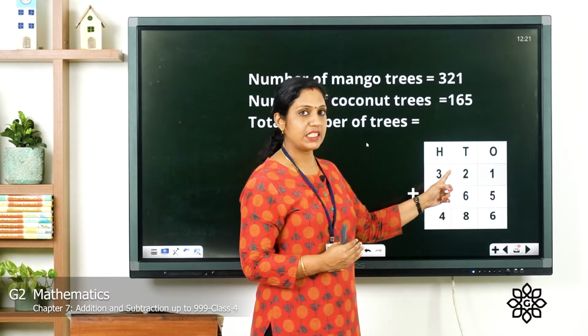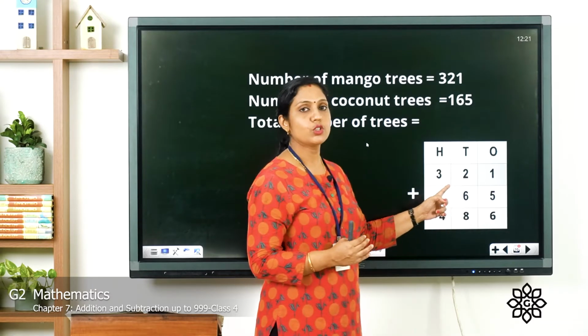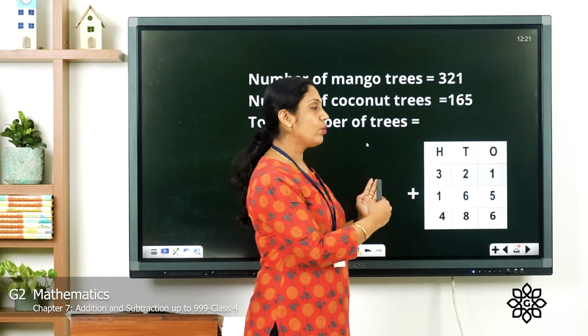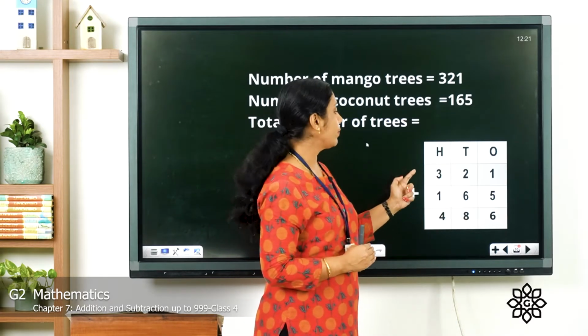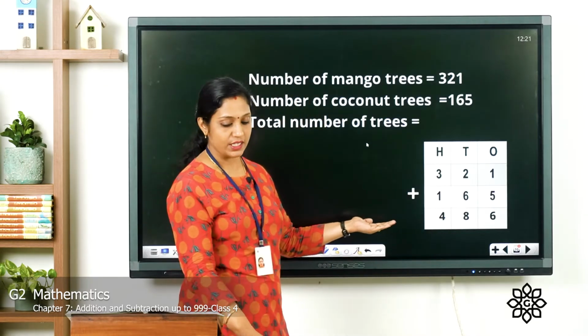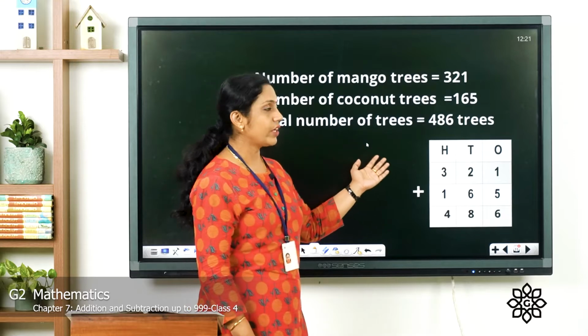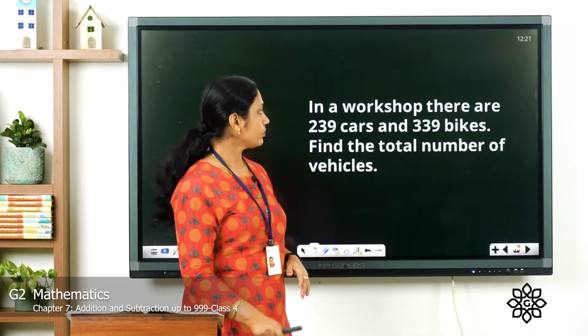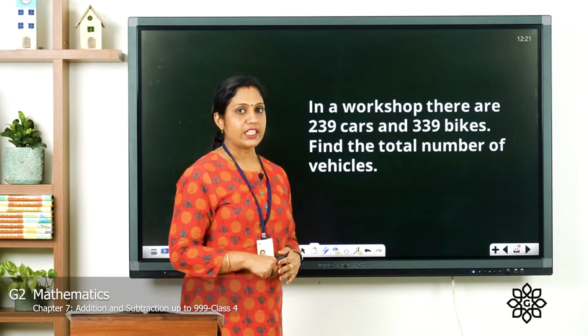Then we'll move on to the tens position. 2 plus 6 is 8. So write down that in the tens position. Now we'll move on to the hundreds position. 3 plus 1 is 4. So we got the answer 486. So the total number of trees Shilpa planted is 486. Let's look at the next question.